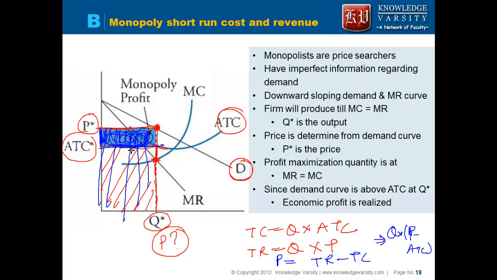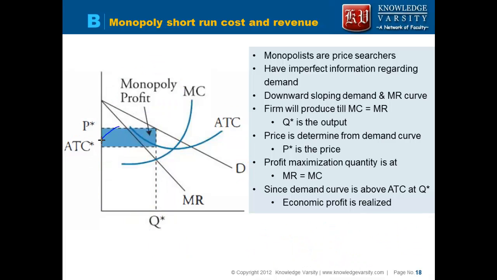Note that this is the profit for the monopoly, or this will be your economic profit, right? So a monopoly is able to earn an economic profit, okay? Why? Because their cost is much lower than the price that they are charging, right? So price is determined, P star is the price, profit maximization. What is the profit maximization quantity? When MR equals MC.